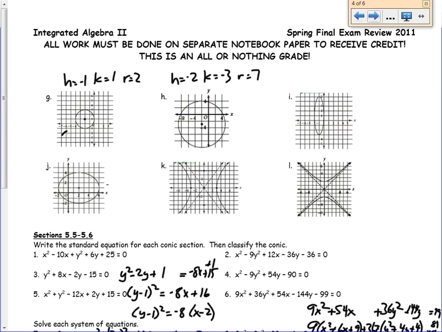So this would be pretty quick here. X plus 1 squared plus y minus 1 squared equals 4. Where am I getting this from? X plus 2 squared plus y plus 3 squared equals 7 squared, which is 49. What is that last number out there equal to? R. So if that's R, that last number out there is R squared.